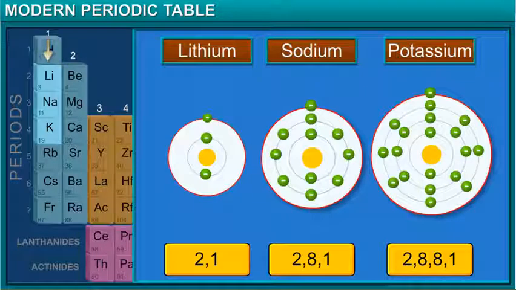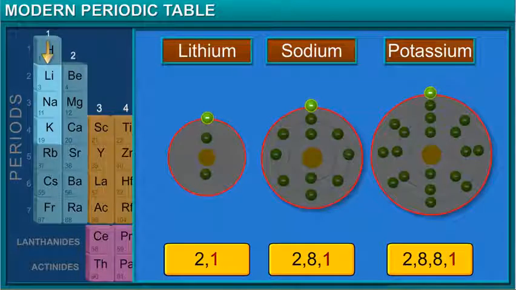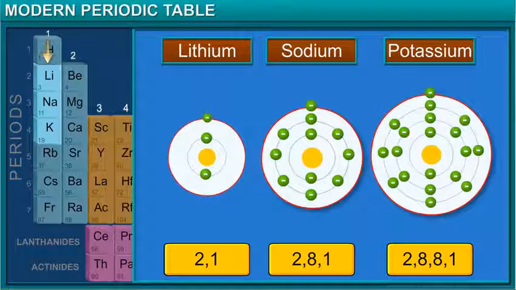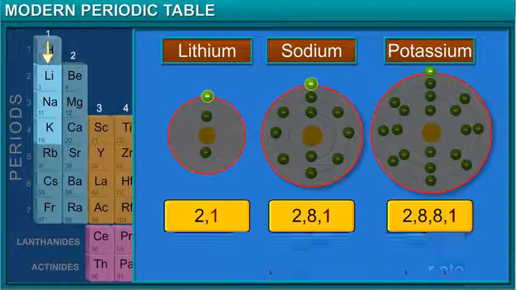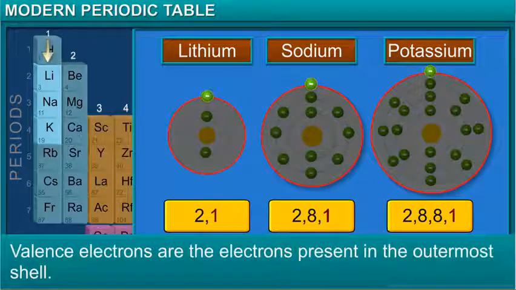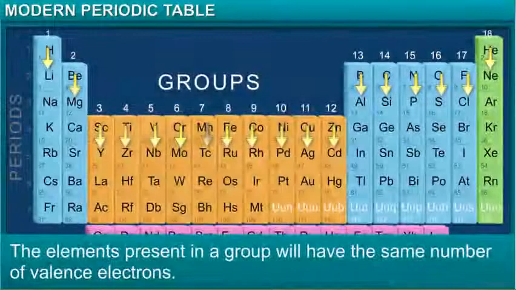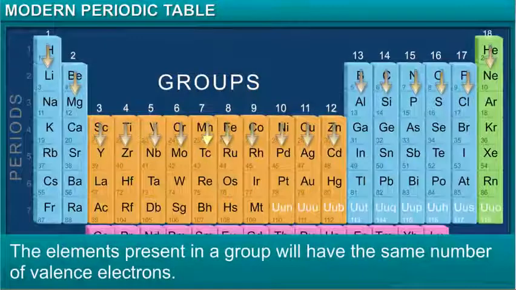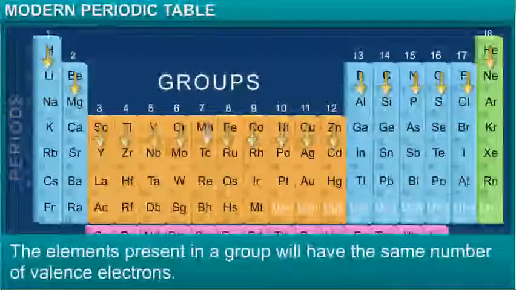All these elements contain the same number of valence electrons. Valence electrons are the electrons present in the outermost shell. Hence, we can conclude that the elements present in a group will have the same number of valence electrons.